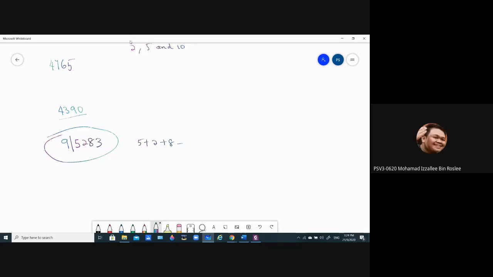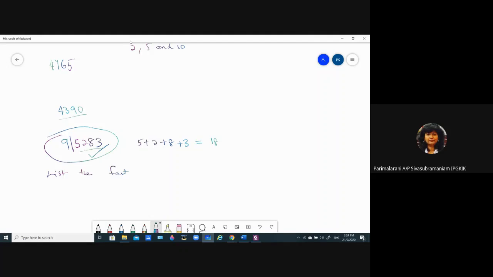Divisibility. How much is the sum of the digits? 18. Is this 18? 18 is a multiple of 9. So because it is a multiple of 9, therefore this number is divisible by 9. So this statement here is true. Writing like this: true. Okay.